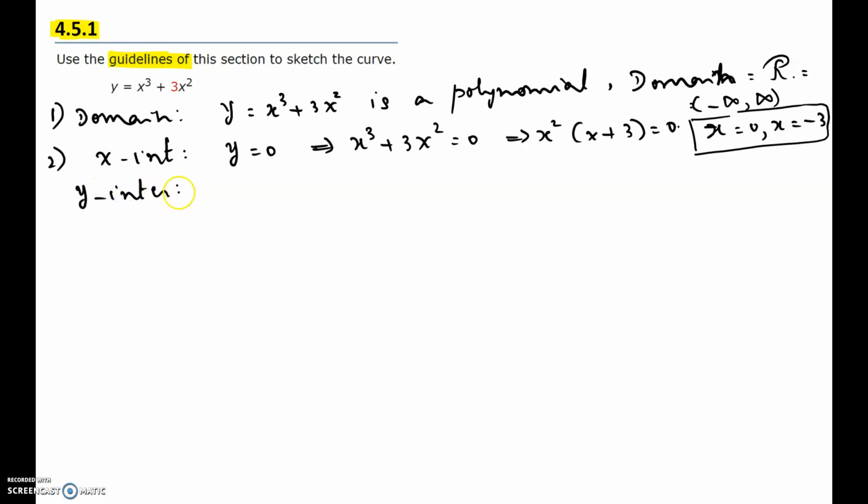Y-intercept is obtained by setting x equal to 0. So when x equal to 0, it will mean y equal to 0. So the y-intercept is the origin. The x-intercepts are 0, 0, and negative 3, 0. Y-intercept is 0, 0.